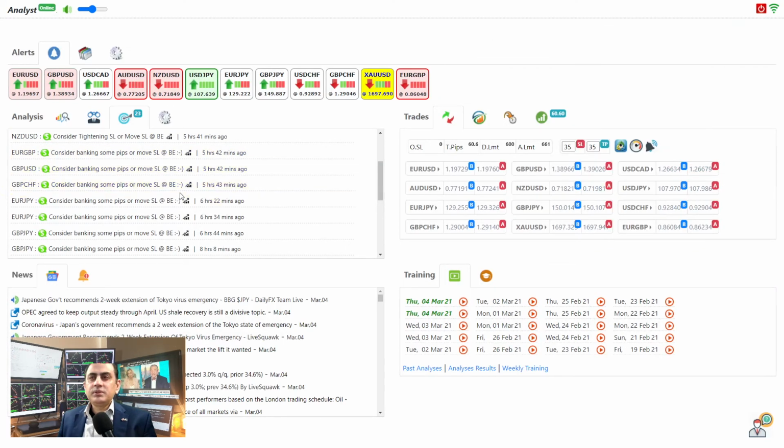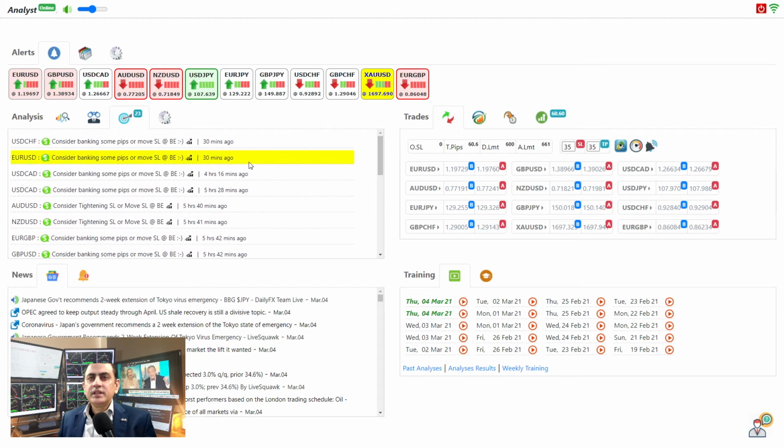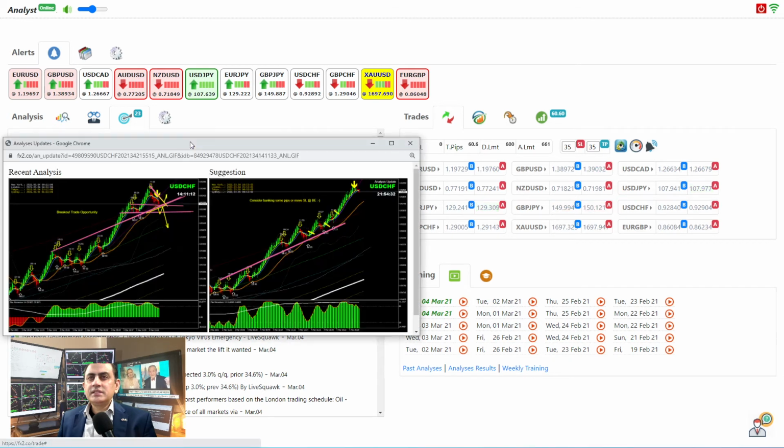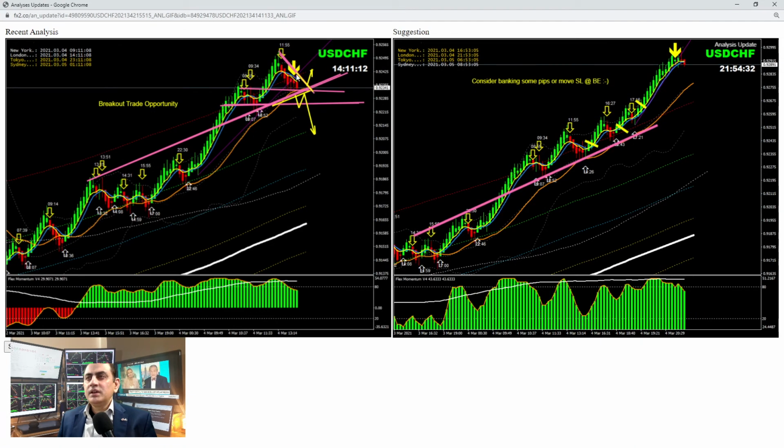We also had a beautiful one on dollar Swiss franc. That was a beautiful trade on dollar Swiss franc. You can see here, that was a beautiful New York session. We did this analysis. We were only looking at counter. That's what I explained to my traders. You should be looking only for a counter short trade.